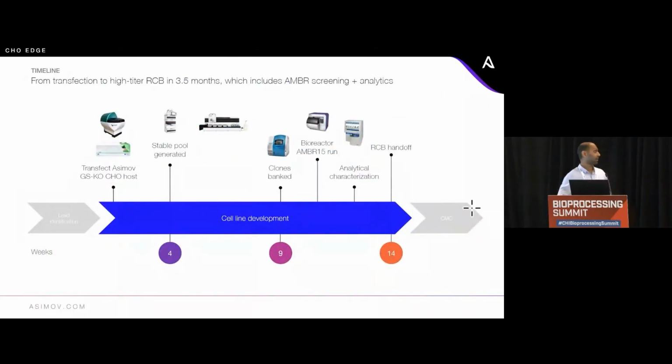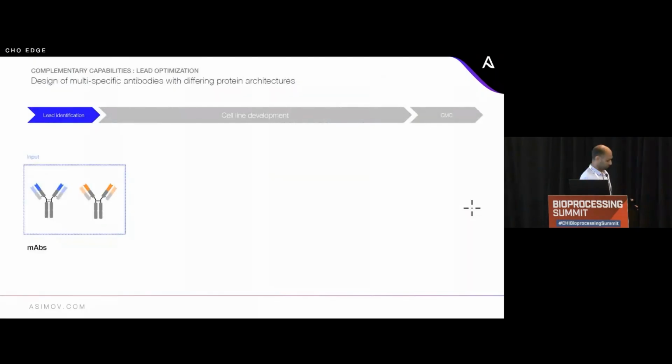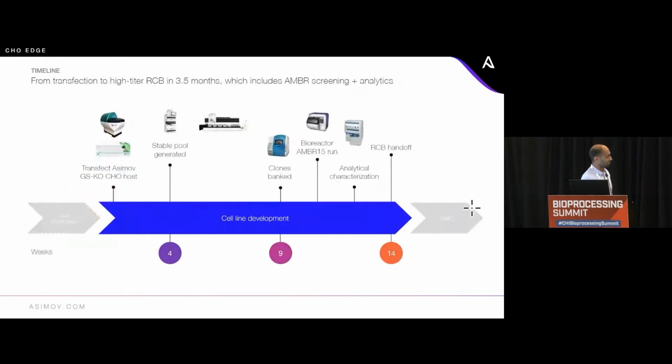And our timelines from transfection to RCB are very similar to what Man presented in her part, which was about 13 weeks. We're at the 13 to 14 week mark as well. We have stable pools within 4 weeks, 9 weeks for clone out, and then the final Ambr run takes us into the 14-week timeline. And we're using all the standard equipment to do all that.